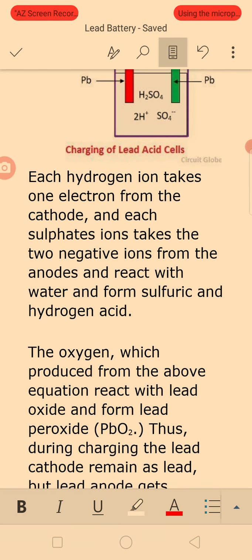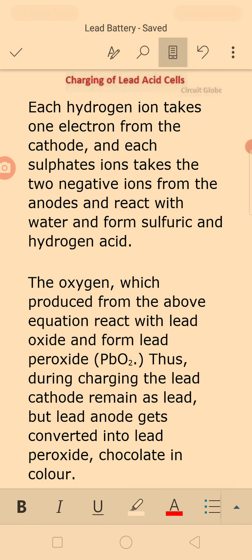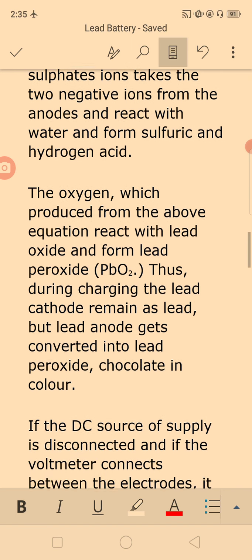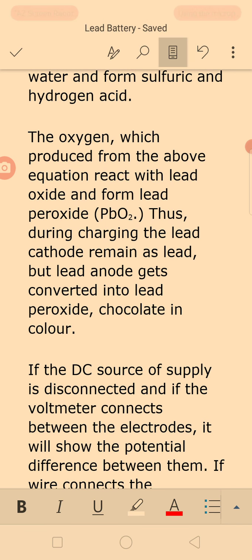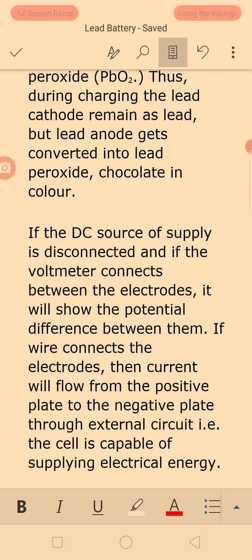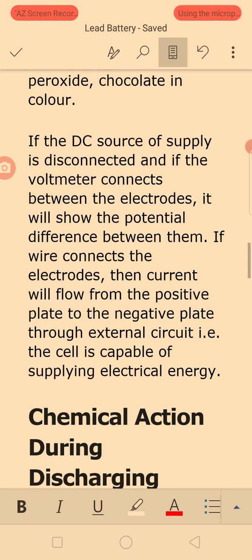Thus, during charging, the lead cathode remains as lead, but the lead anode gets converted into lead peroxide, chocolate in color. If the direct current supply is disconnected and then connected to a voltmeter, the voltmeter shows current, which means chemical energy is changed to electrical energy again.